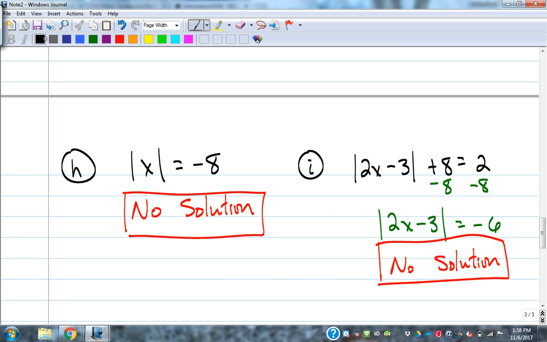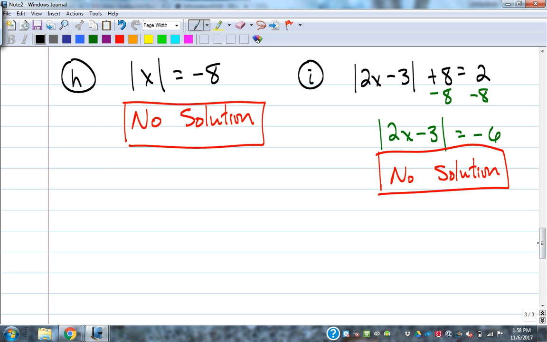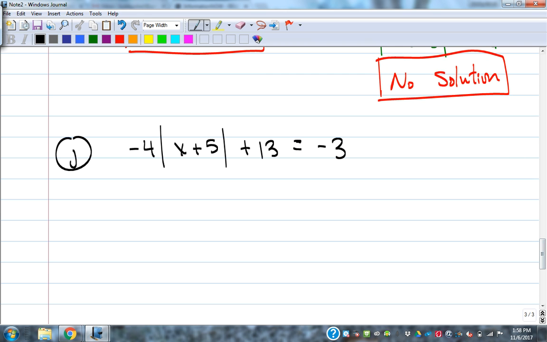Where folks kind of get tripped up on this is when they make that decision prematurely. They make it too soon. They see a negative and an absolute value, and they say, oh, no solution. They don't work it. You've got to be careful, especially with one like this one, where it looks pretty normal. It's a normal problem. There's not even any fractions in it.